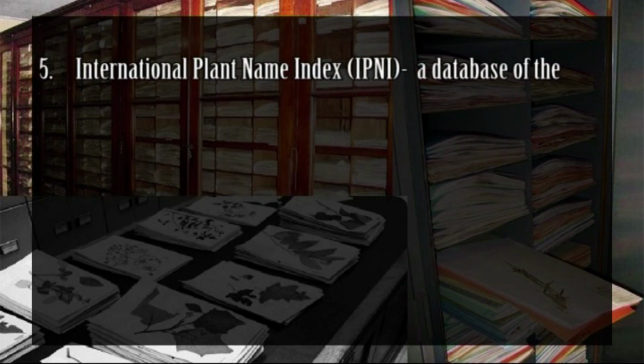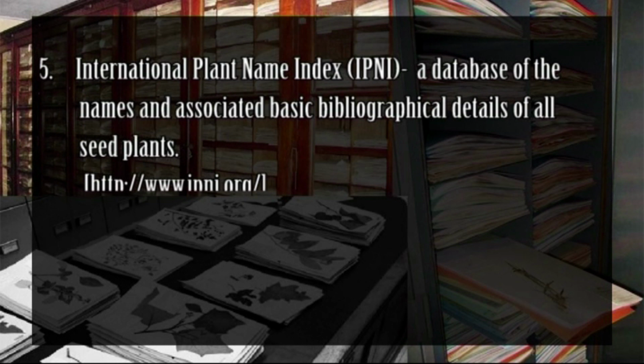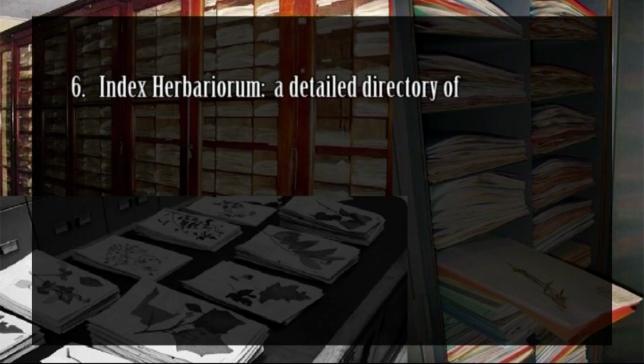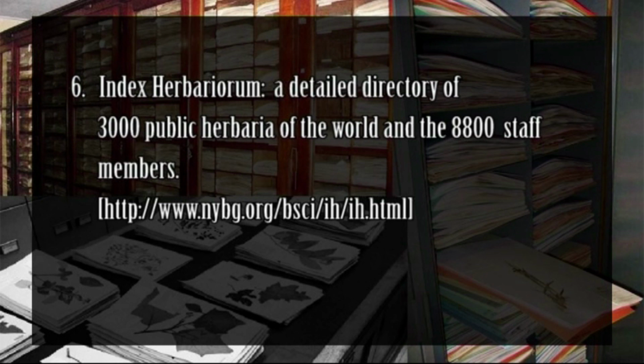And we have the International Plant Names Index, that is IPNI, which is a database of names and associated basic bibliographical details of all seed plants. IPNI is the product of collaboration between the Royal Botanic Gardens, Kew, the Harvard University Herbarium and the Australian National Herbarium. We also have Index Herbariorum, a joint project of the International Association for Plant Taxonomy, that is IAPT, and the New York Botanical Garden.